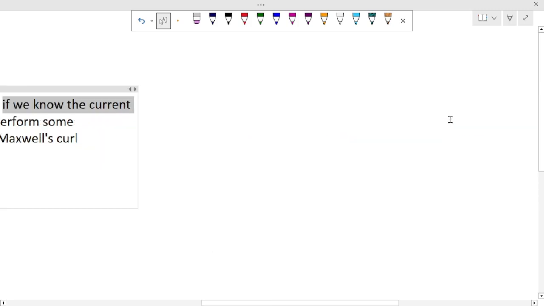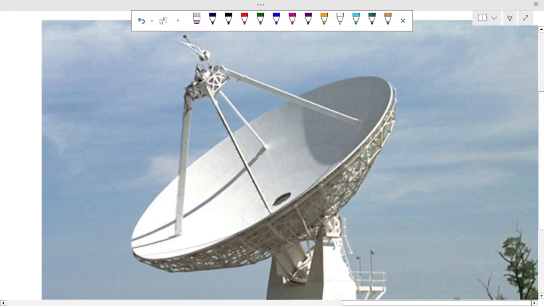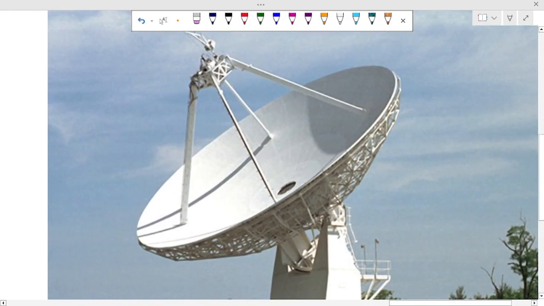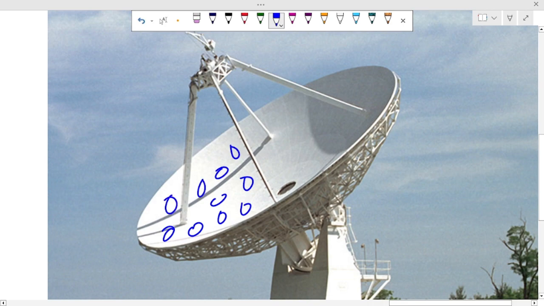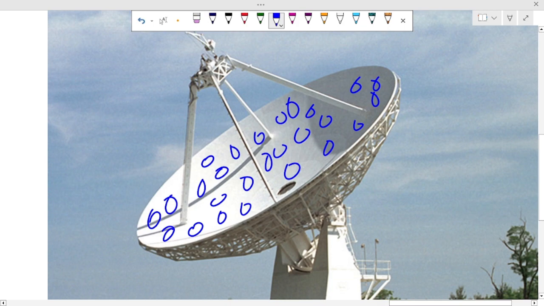What do we mean by current distribution? Back to this guy. Current distribution simply means the flow of current over the surface of the antenna. It must not necessarily be only the surface, but any part of the antenna where you have current flowing. That part contributes to the entire current distribution, the entire flow of currents of that antenna.